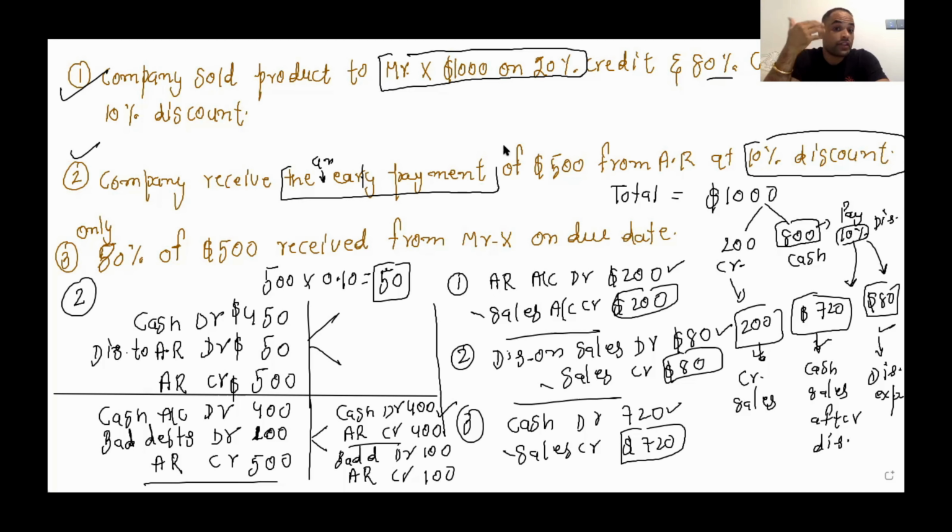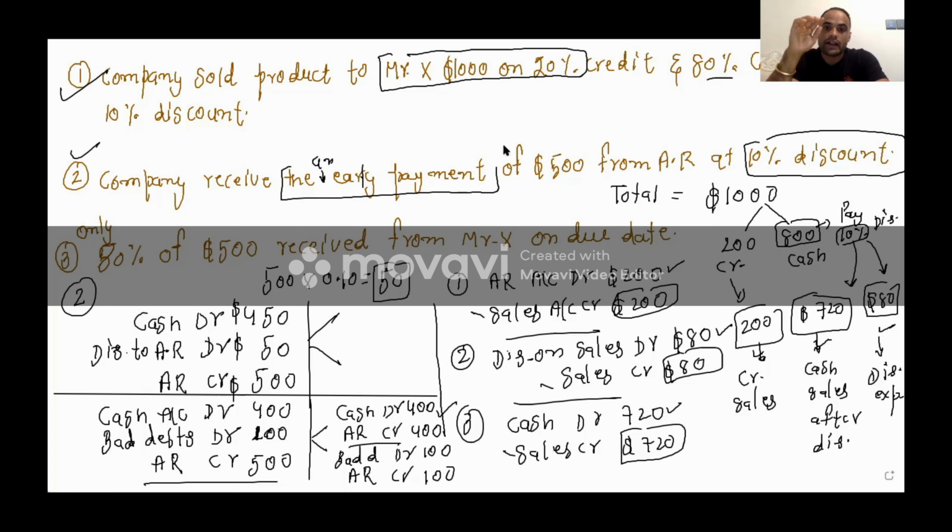So obviously 100 we did not receive. So that means 100 will be bad debts. In total 500, 100 is bad debts and 400 is cash. So that's why cash received and bad debts.